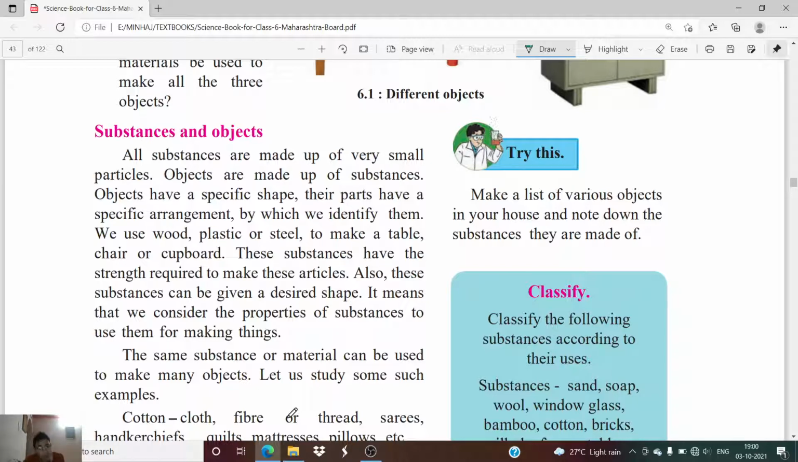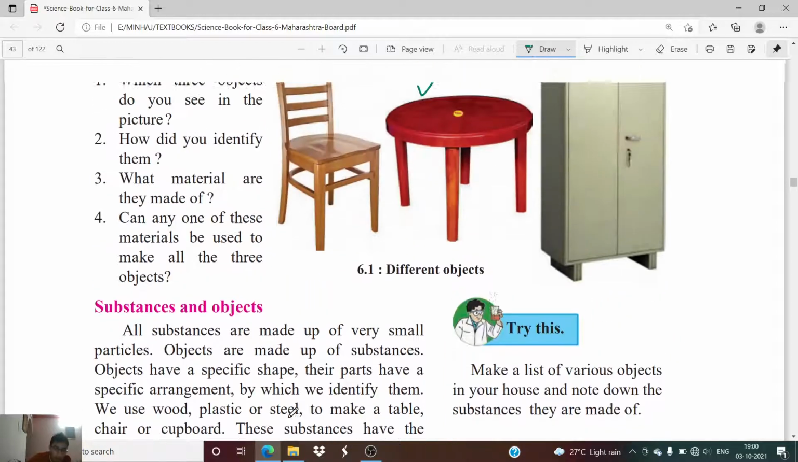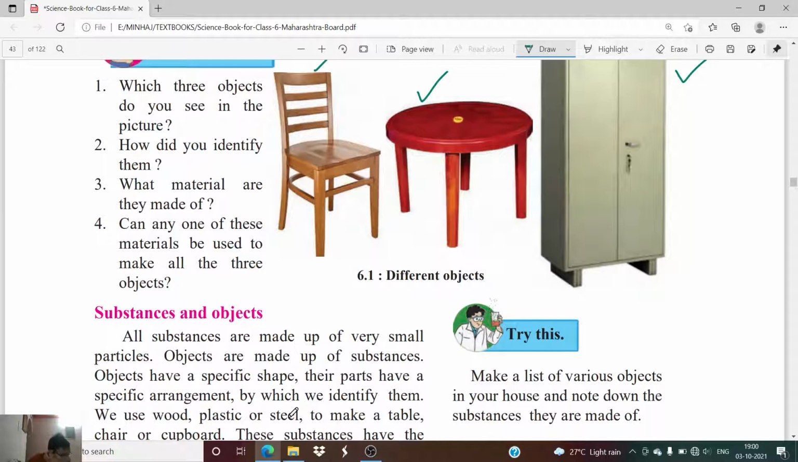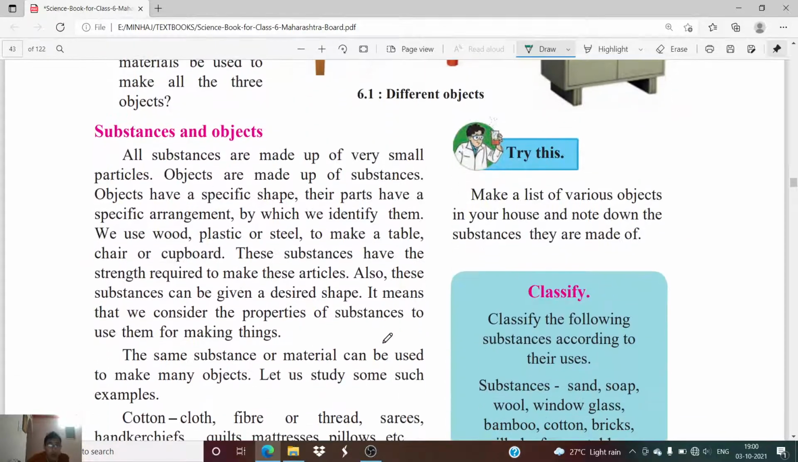Similarly, consider you cannot use plastic also for the same purpose, or you cannot use plastic to make a bridge or make something which has to withstand a large amount of load.